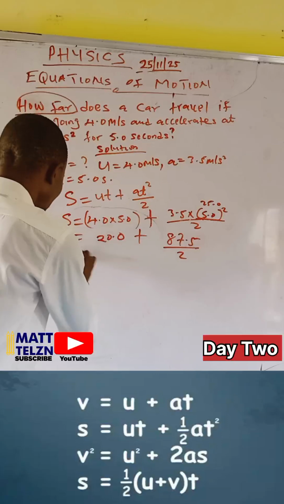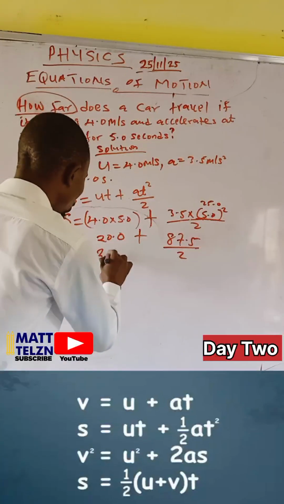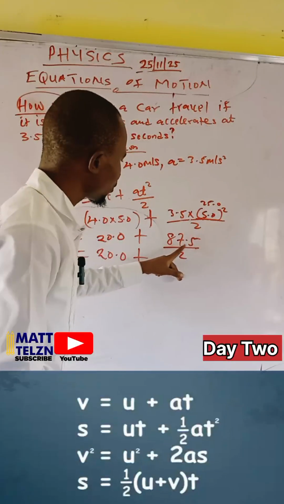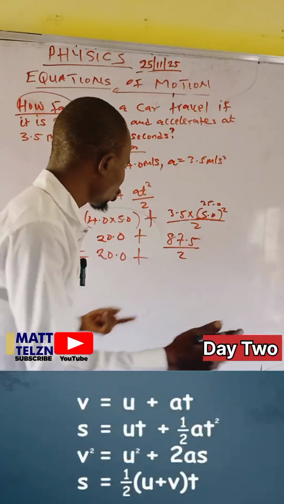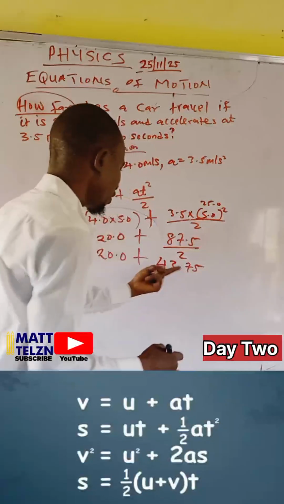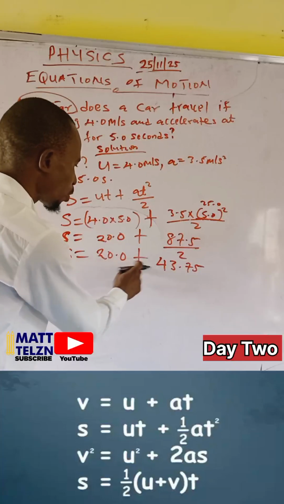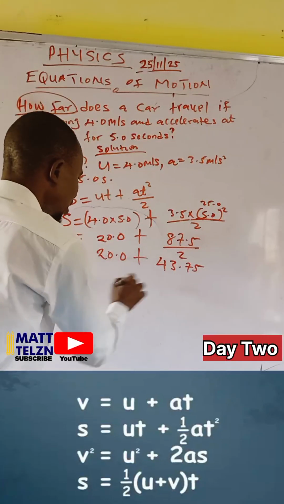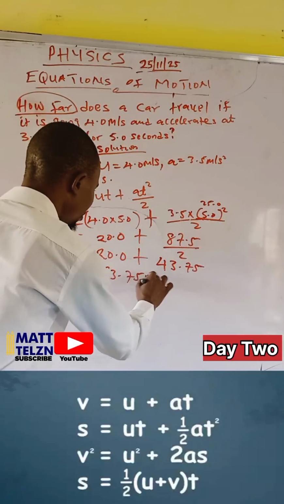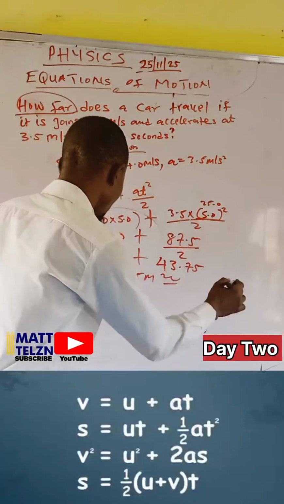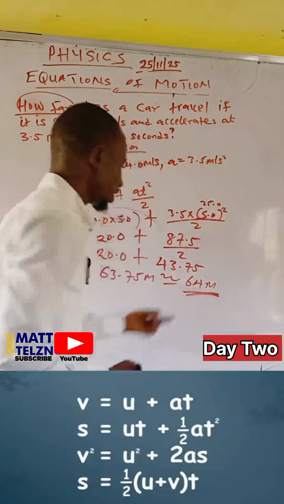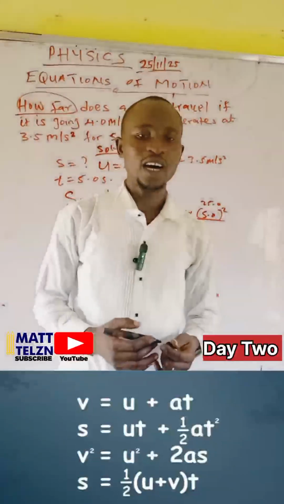So my distance S is equal to 20.0 plus 87.5 divided by 2. What I should have is 43.75, right? Good. So if I add 20.0 plus 43.75, my distance, I'm going to have 63.75 meters, right? Approximately, I'm going to have 64 meters, right? Good. This is my final answer.